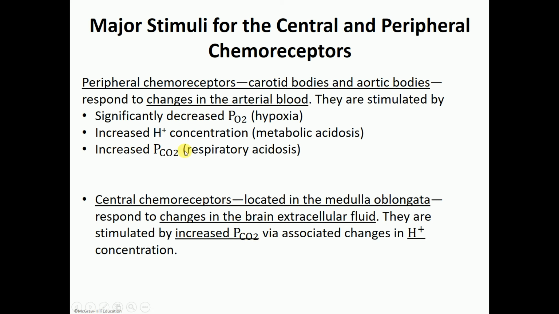You see here that in order for the peripheral chemoreceptors to be stimulated, there would have to be a significant decrease in pressures of oxygen. So less than 50% saturation, that would lead to the stimulation of these peripheral chemoreceptors. So again, the main stimulus to breathe is the hypercapnia, the accumulation of CO2.